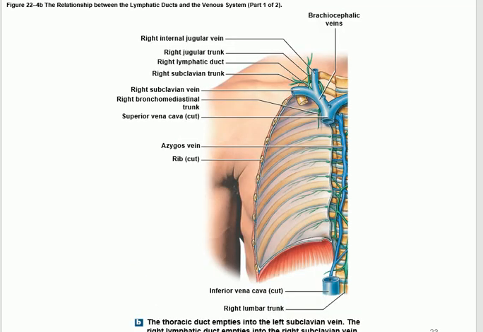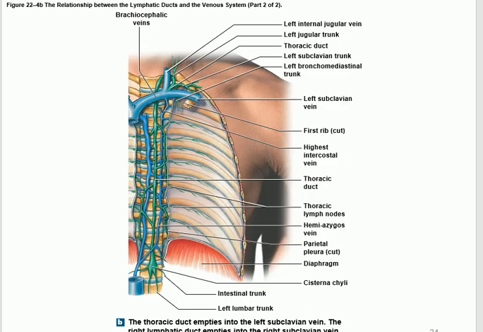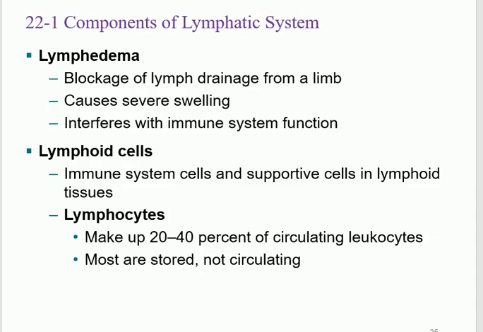What is this green here? Usually the green is the lymphatic system. Which one drains here? What is this? This is the internal jugular. This is the right subclavian. So which one is this? Right lymphatic duct. And this, thoracic duct. Yes.